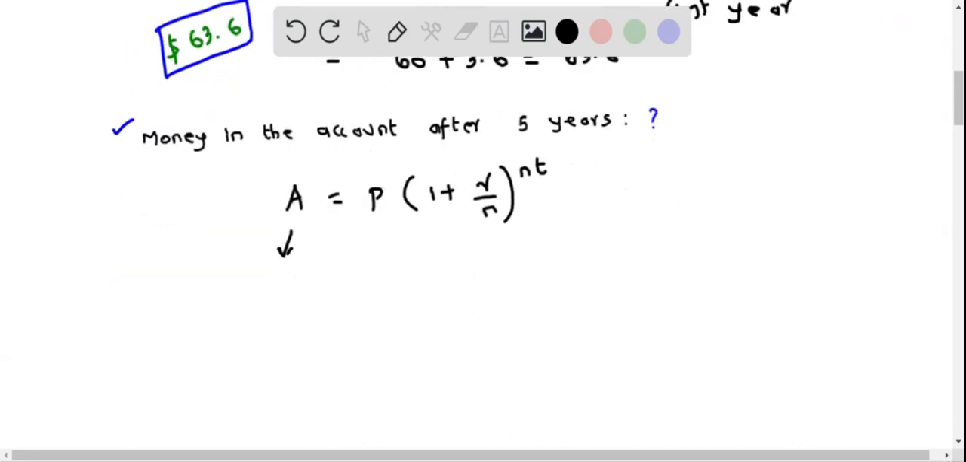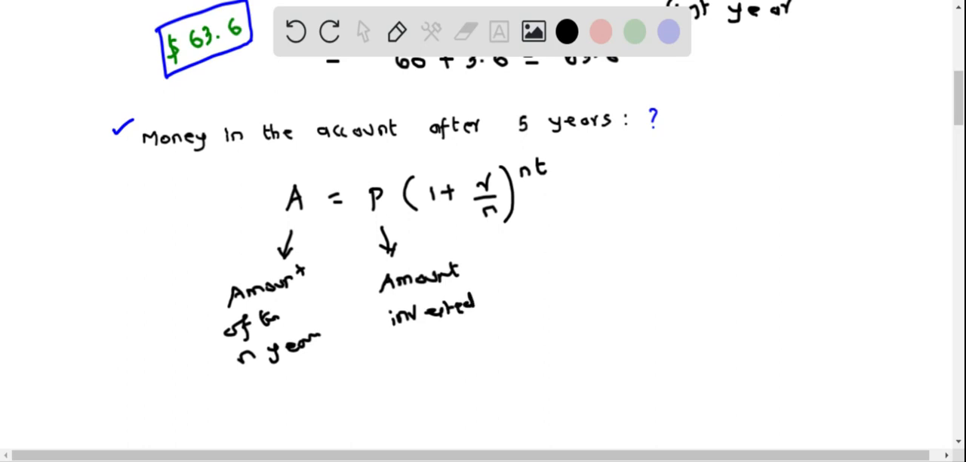this A represents the amount in the account after n years, and P is the amount invested in the beginning. R is the rate of interest, and N represents the number of times it is compounded. Here it is 1, because it is compounded for every year, and T represents the time in years.